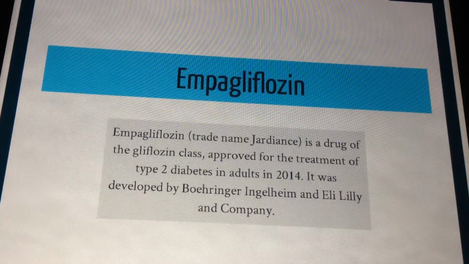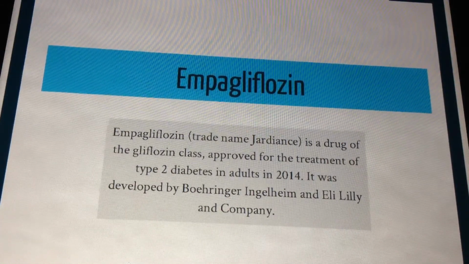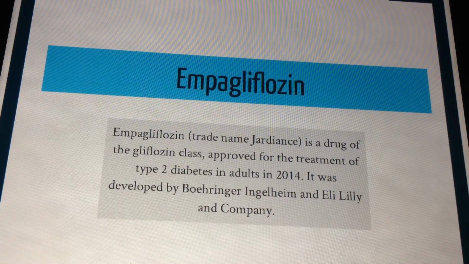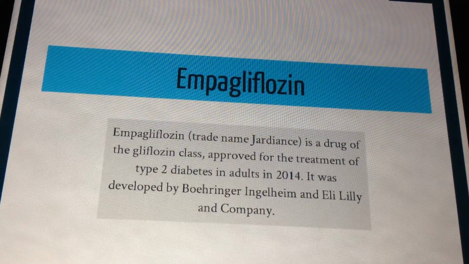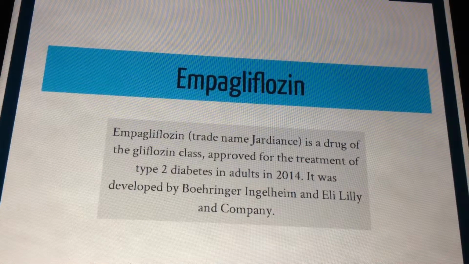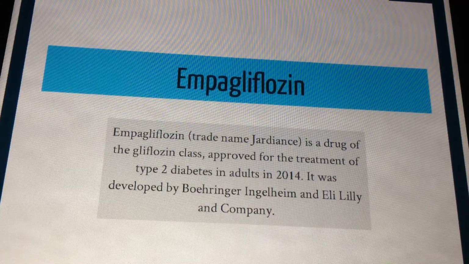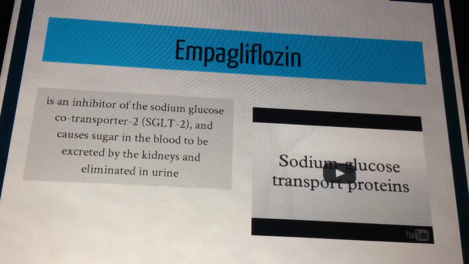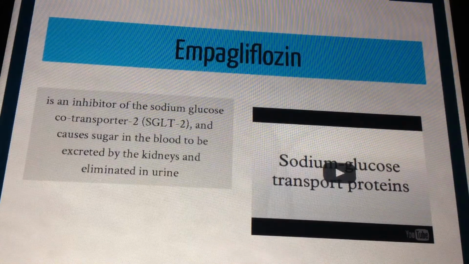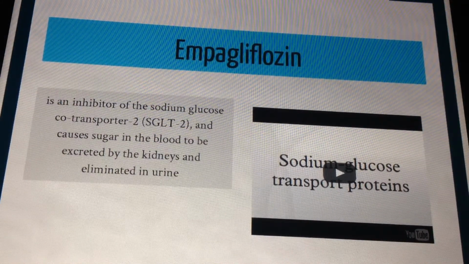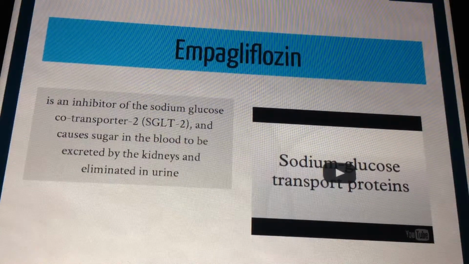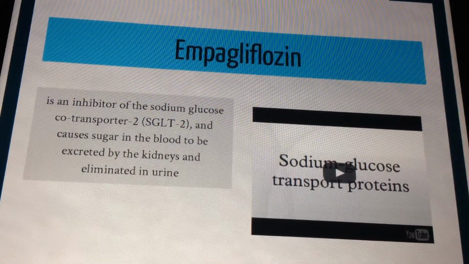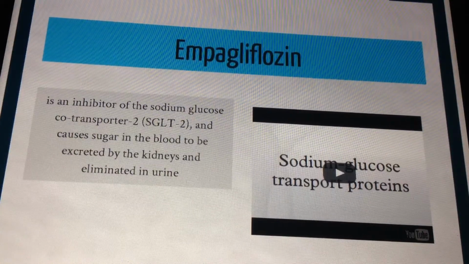Well, let's talk about empagliflozin, the drug. Empagliflozin is a drug of the gliflozin class, approved for the treatment of type 2 diabetes in adults in 2014. It was developed by Boehringer Ingelheim and Eli Lilly and Company. Empagliflozin is an inhibitor of the sodium-glucose cotransporter 2, known as SGLT2, and causes sugar in the blood to be excreted by the kidneys and eliminated in urine.